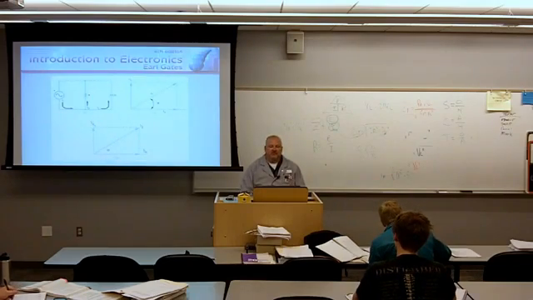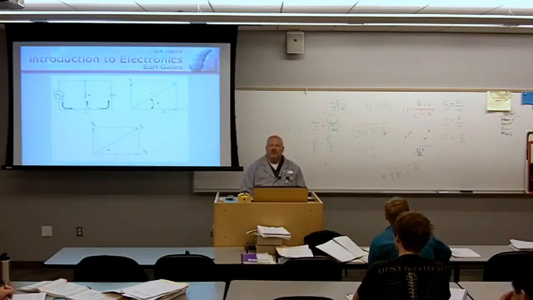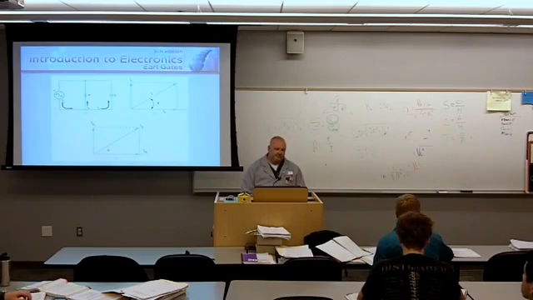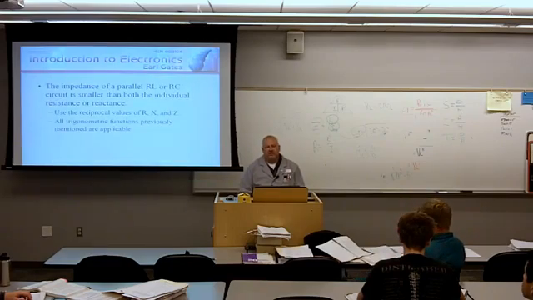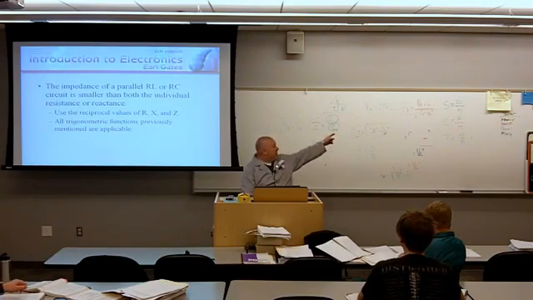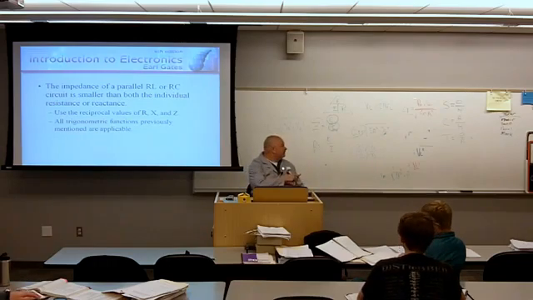Here's a parallel circuit with a resistor and a capacitor, same thing. Voltage is going to be constant. I've got current flowing through the resistor and current flowing, giving the appearance of flowing, through the capacitor. So I have I sub R and I sub C. The impedance of a parallel RL and RC circuit is smaller than both the individual resistance and reactance, right? Because we know that ZT has to be less than the value of least.